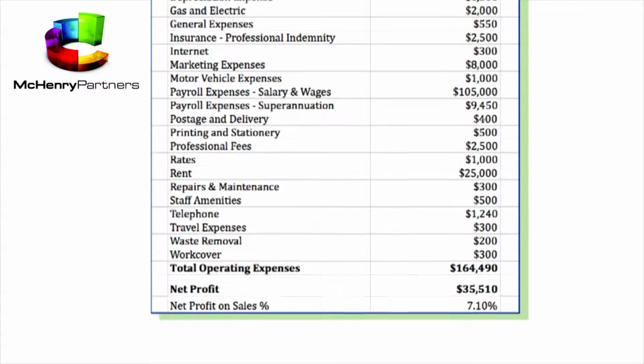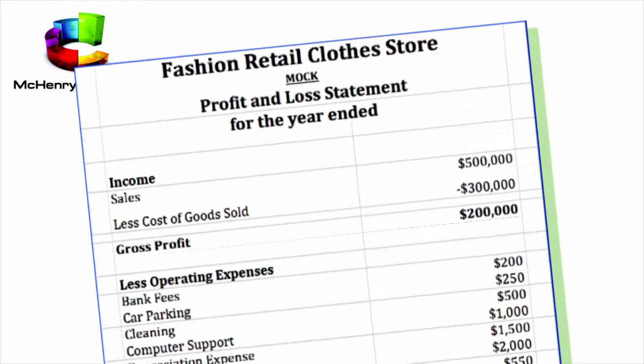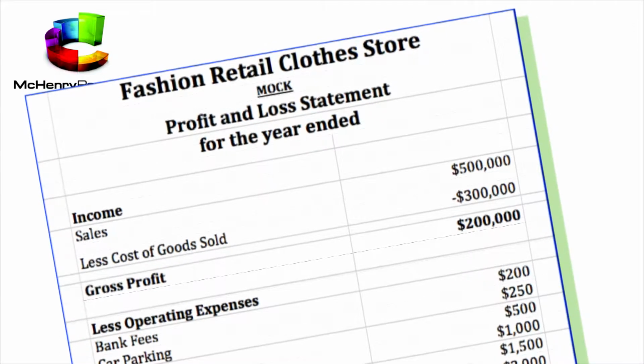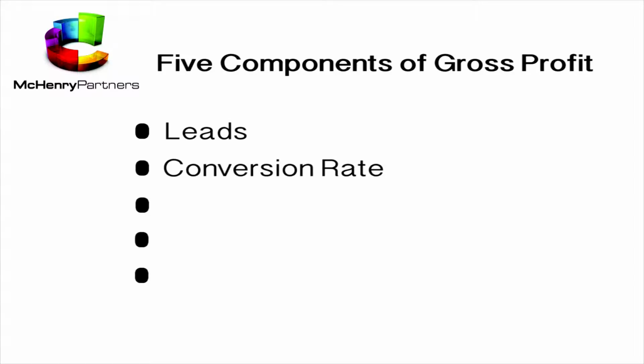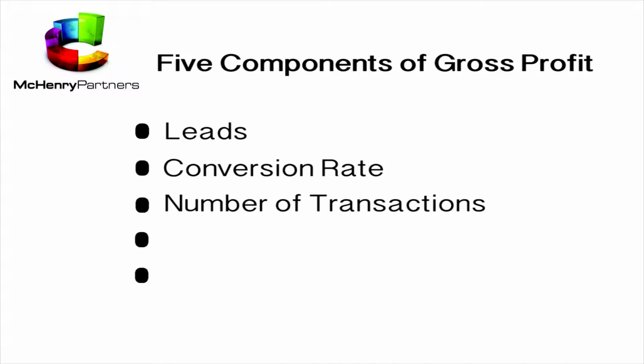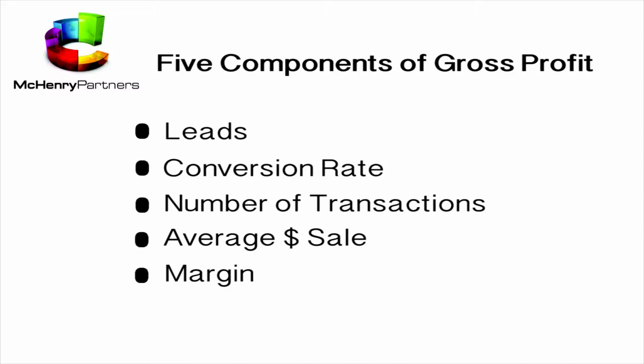so maybe only a few $1,000s could be saved upon a thorough expense review. The biggest upside and profit improvement MOC could achieve is by focusing on how they can improve their gross profit of $200,000. To do this, firstly we have to understand the 5 components that contribute to MOC's gross profit. The 5 components contributing to gross profit are leads or inquiries of potential customers, the conversion rate that leads are converted to customers, the average number of transactions each customer will purchase in a year, the average dollar spent per transaction, and the percentage margin on sales.